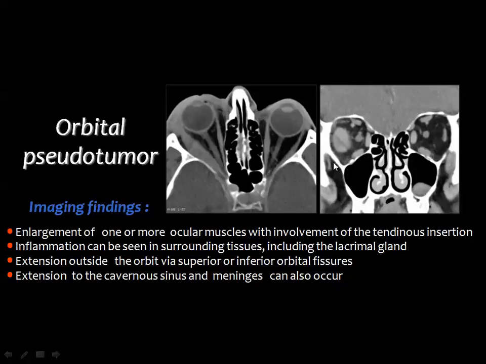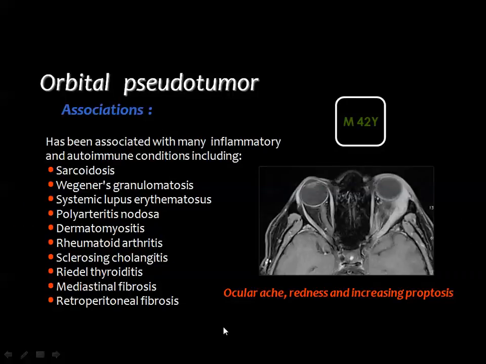And this is an example of right-sided orbital pseudotumor. There is reticulation of the intraorbital fat, a swelling of one of the muscles, and this is the lateral rectus, and a swelling of the lacrimal gland. Then these are, in most of the cases, the components of orbital pseudotumor.